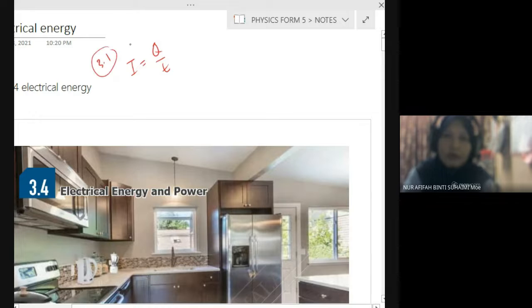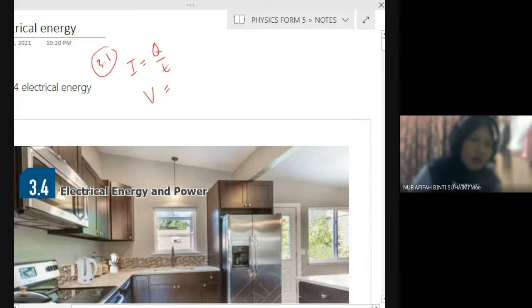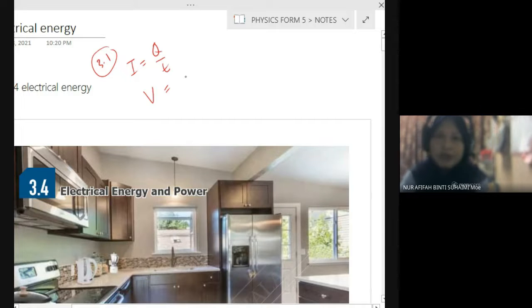3.1. And then we learn about potential difference V. Potential difference is work done, or how much energy is used to move 1 coulomb of charge between 2 points. That is V. W, how much work or how much energy is done to move 1 coulomb of charge, from one point to another, from A to B or from C to D.